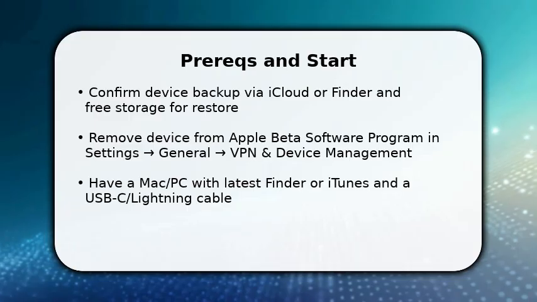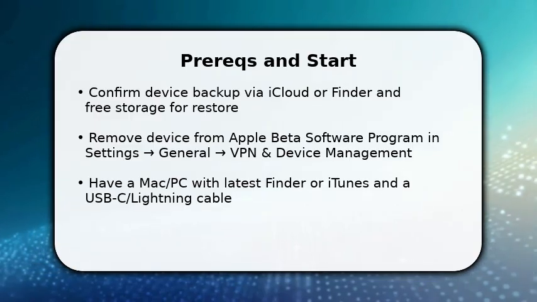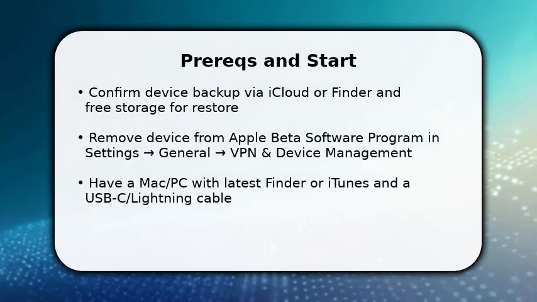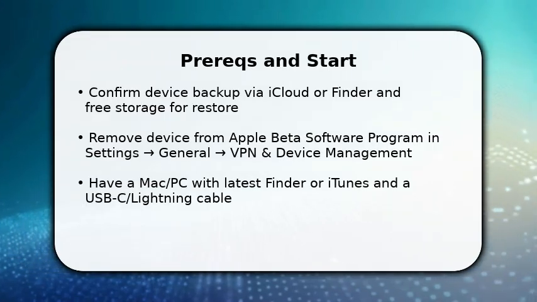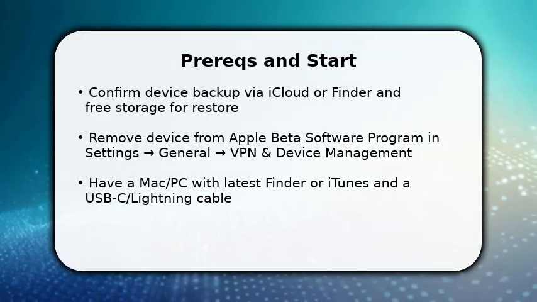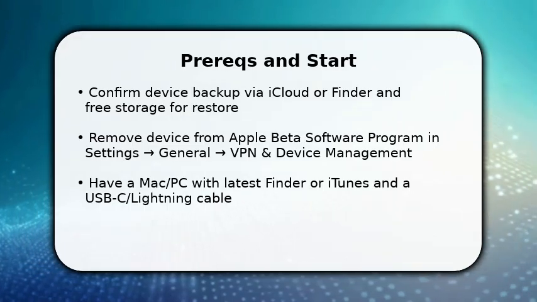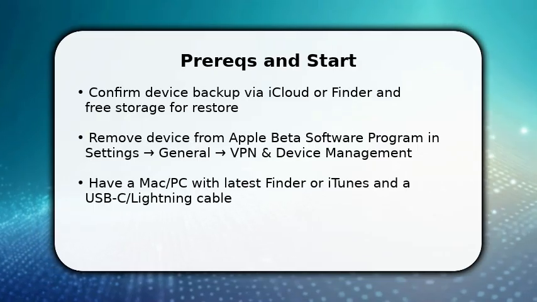You begin by backing up. Make sure you have a current iCloud or Finder backup before changing firmware. Once done, open Settings and go to General, then VPN and Device Management, and remove the iOS 26 beta profile. This prevents future beta installs.